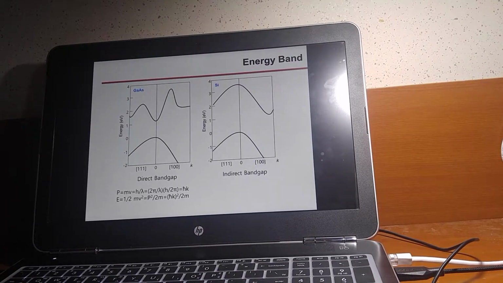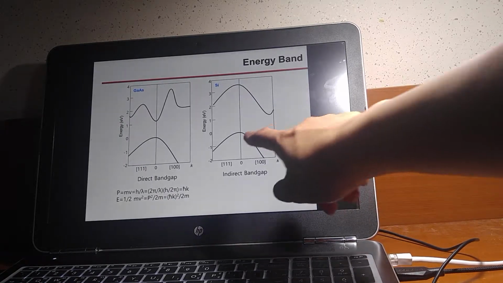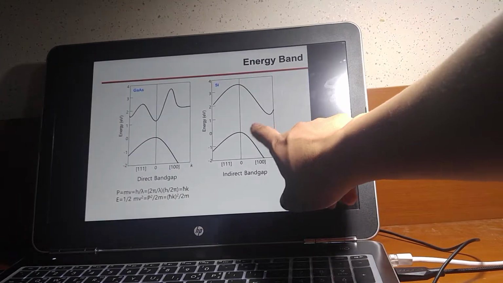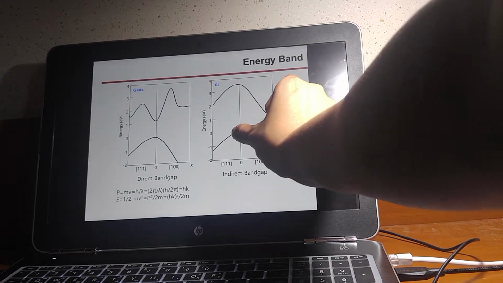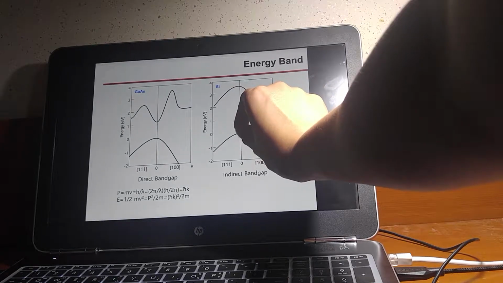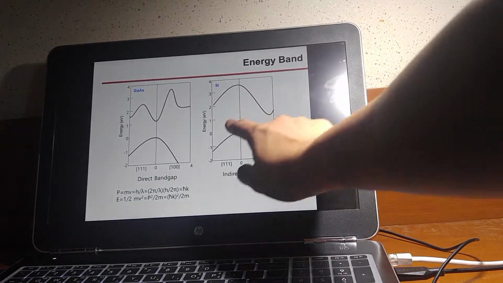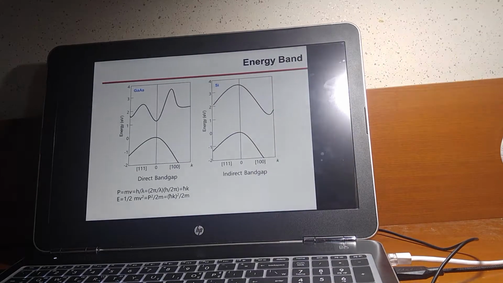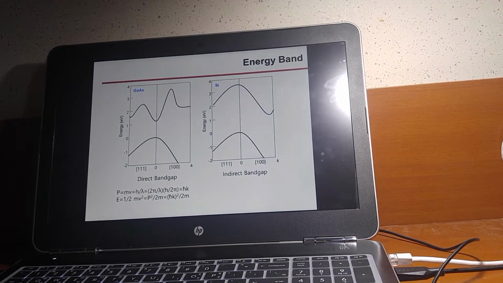And for the energy band, indirect band gap has emission of thermal energy, and at this point and this point, if you want to bring this point to the valence band here, there will be thermal energy emission. We call this parameter delta K.